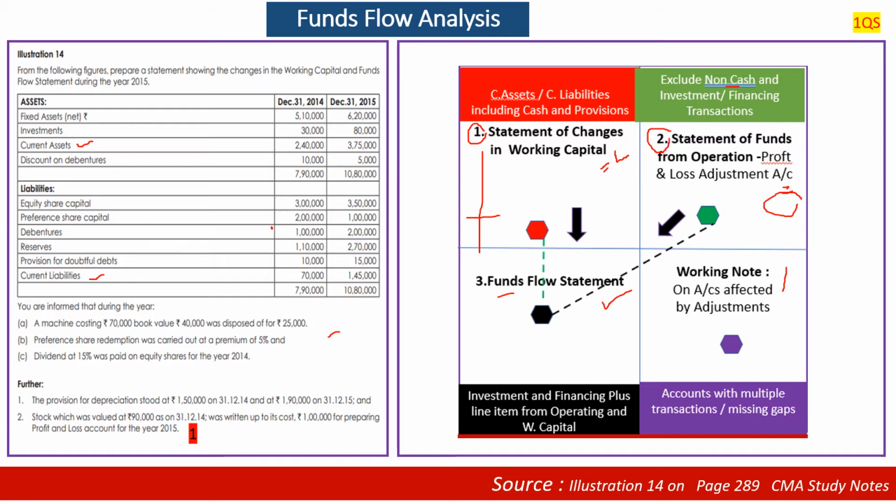Similarly, stock. Stock is a part of working capital, so it will affect the working capital statement. Second, stock appears as opening and closing in the profit and loss account. Any variation in stock affects the profits. Hence, it will also affect 1 and 2. This is a unique case. We have taken up this particular illustration more to understand the stock adjustment.